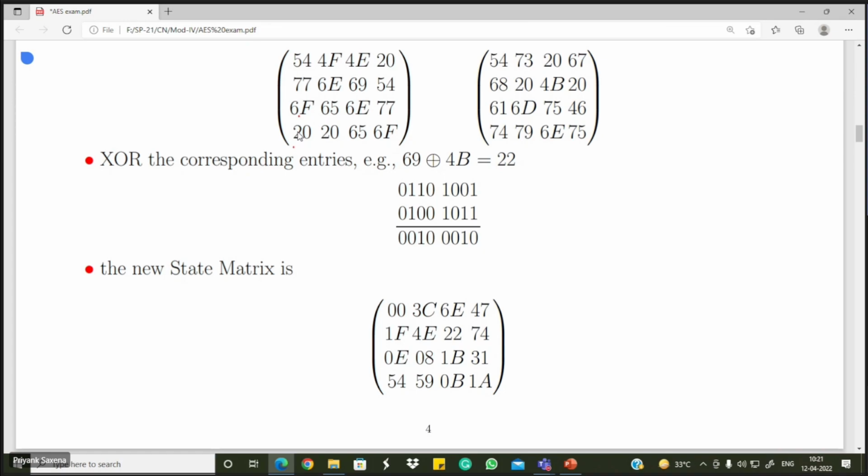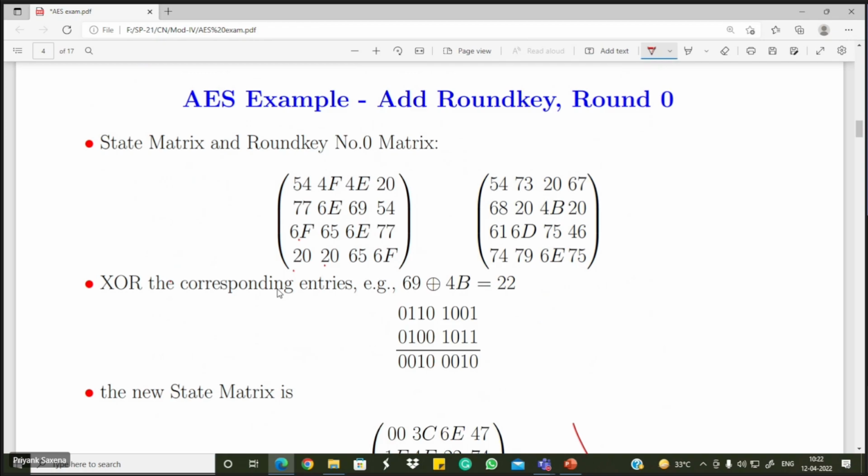So what is my round key for round 0? Round 0, my round key is 54, 68, 61, 74. So this is written. How do we generate it? We perform the XOR operation of the corresponding entries. You can see that 69 is XORed with 4B. So that is 22. So we got a new matrix, the state matrix. After each stage, the output is called a state.